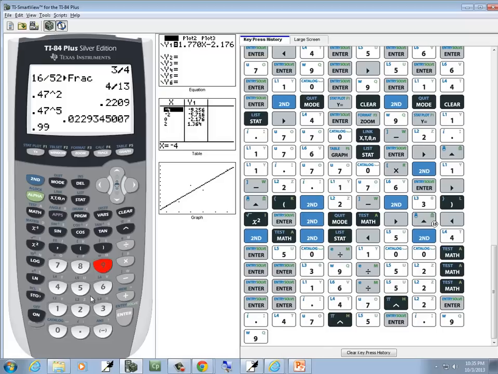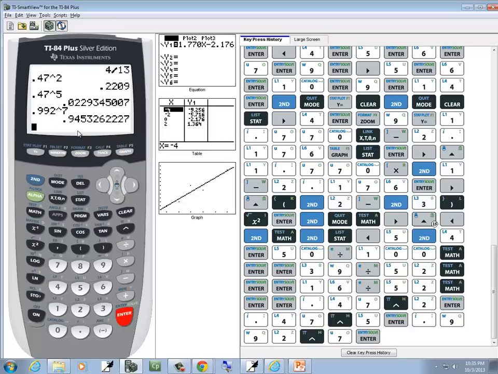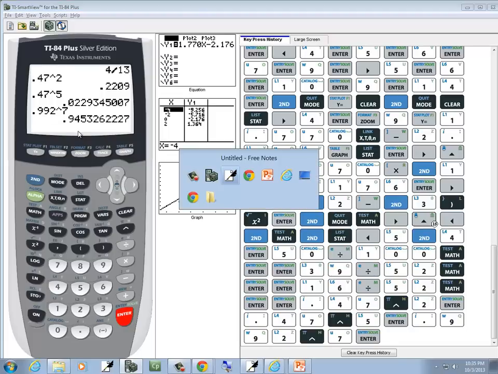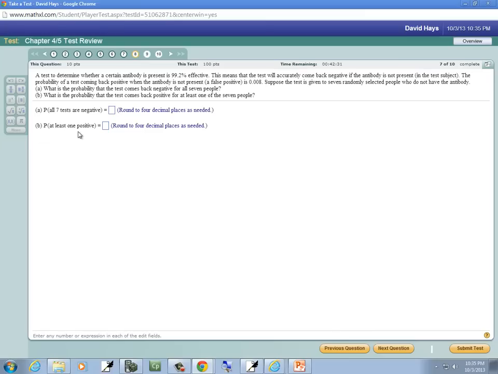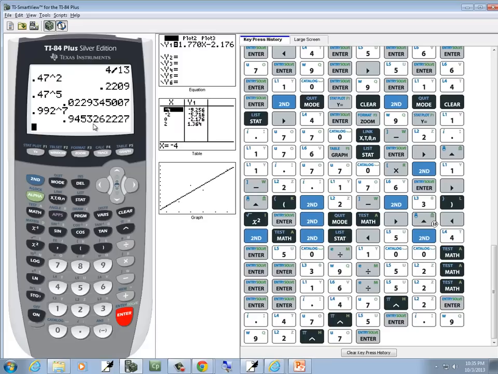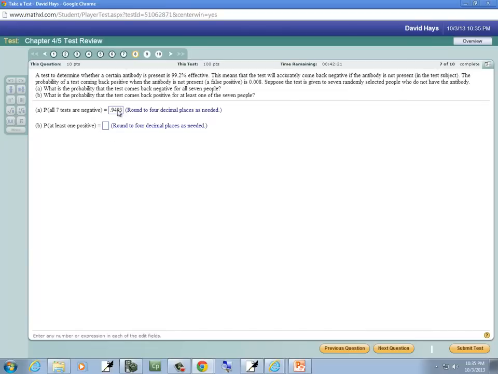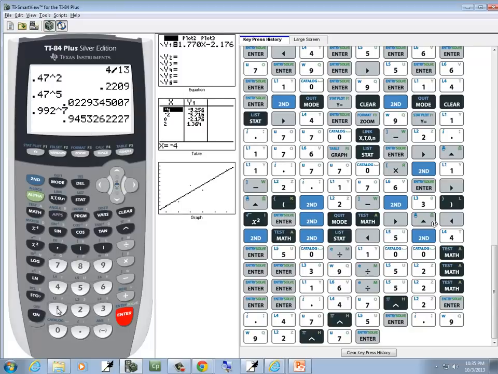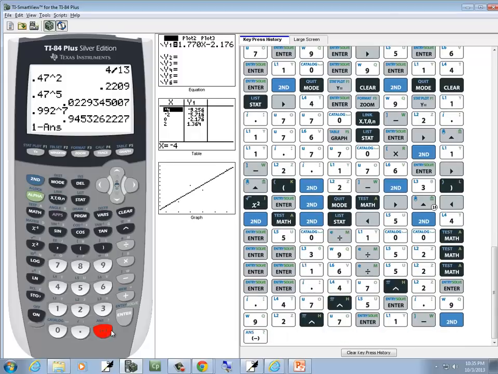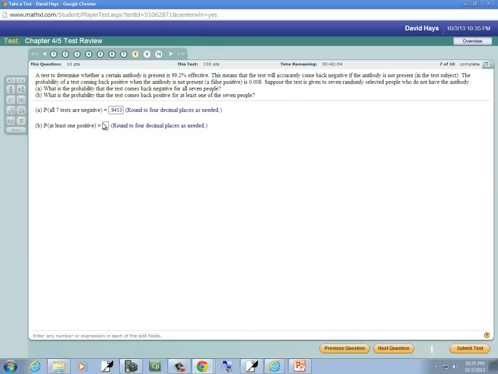0.992 to the 7th power. So our first one will be 0.9453. And then do 1 minus that value. So you can do 1 minus second negative to bring up the previous answer, or you can just type it in. And that's 0.0547.